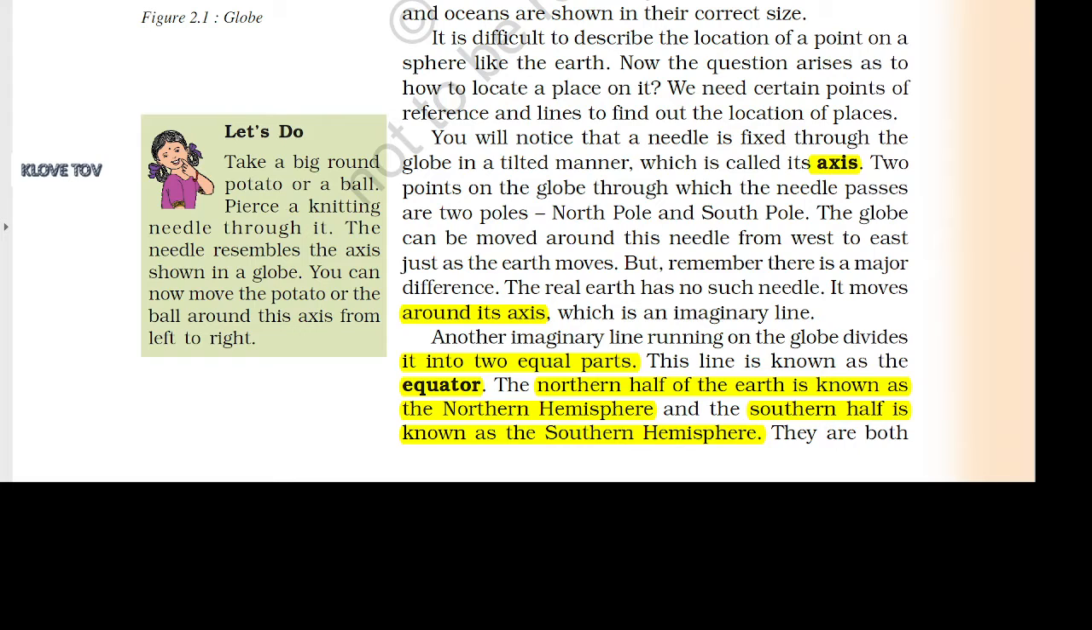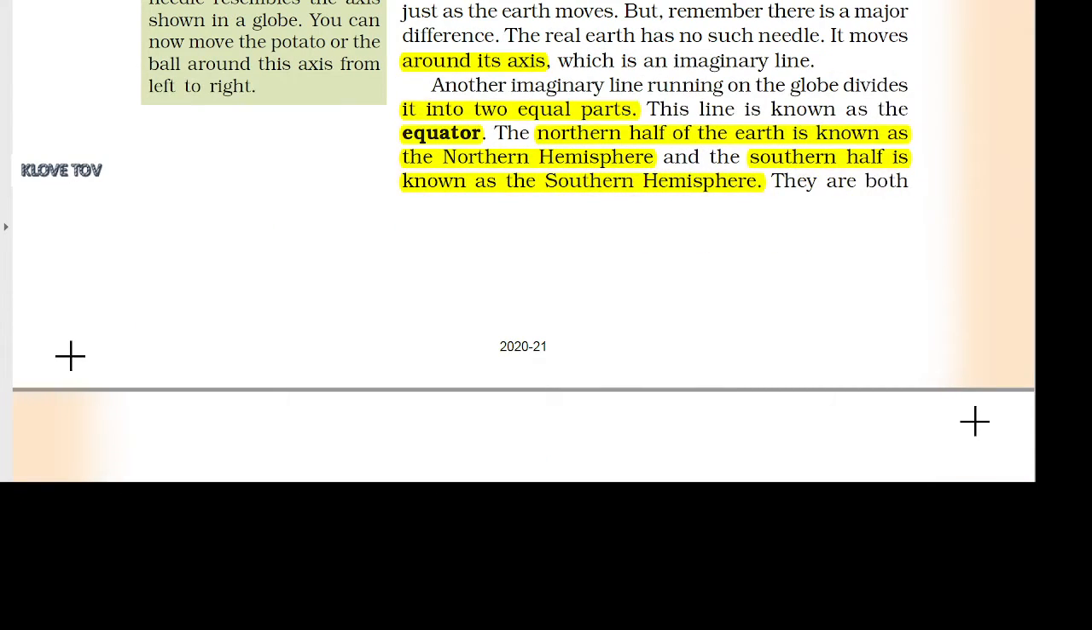The globe can be moved around this needle from west to east, just as the Earth moves. But remember, there is a major difference. The real Earth has no such needle. It moves around its axis, which is an imaginary line. Another imaginary line running on the globe divides it into two equal parts. This line is known as the equator.